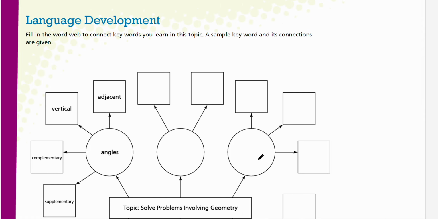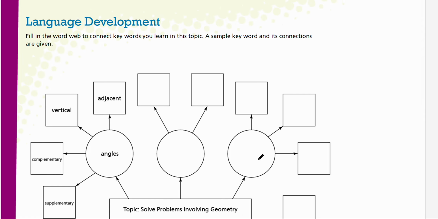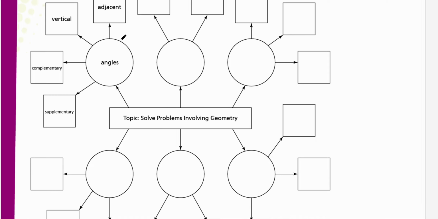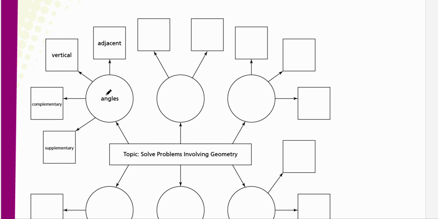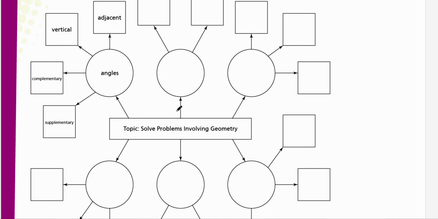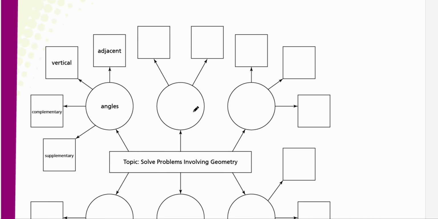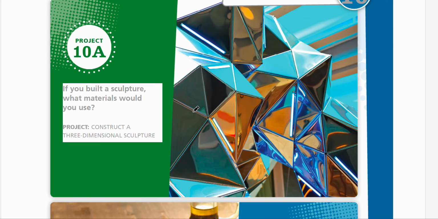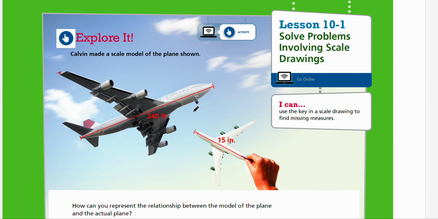We have language development. Fill in the word web to connect keywords you learned in this topic. So we have one corner here that's all about angles. We have adjacent angles, vertical angles, complementary angles, supplementary angles. You can use this word web to connect keywords and help you visually display the meaning-based connection between a word and a set of related words or concepts. So we'll have a lot of different concepts here. You can fill this in as we go through the lessons in this topic, okay? So let's get started with lesson 1.